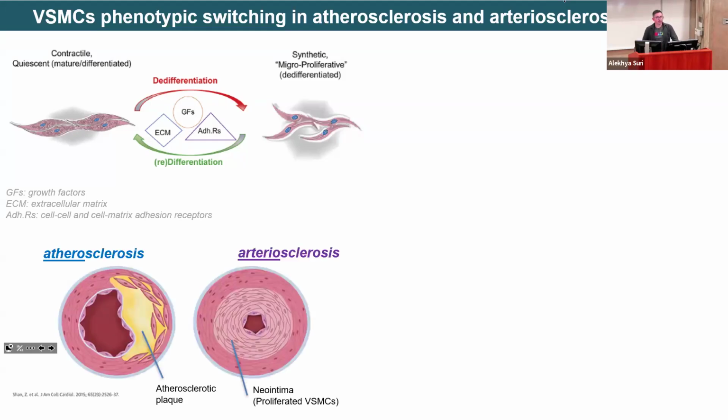So in pathological situations such as atherosclerosis or arteriosclerosis, those two things are different. What usually happens is there is a movement from the quiescent to the microproliferative state, right? And this phenotypic switching basically depends on changes to the extracellular matrix, the presence of growth factors, and changes in the activity of these receptors, right?